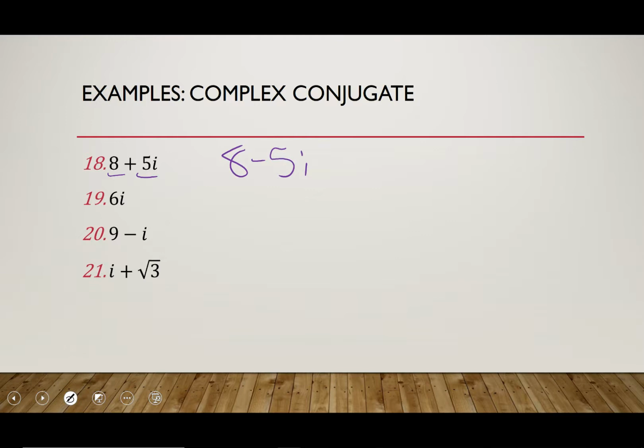I'm going to make this a colorful slide. So 6i. Notice there is no real part. So the real part still doesn't change. But the imaginary part is 6i, which we do change. So the complex conjugate is just negative 6i. Piece of cake. We have number 20, which is 9 minus i.